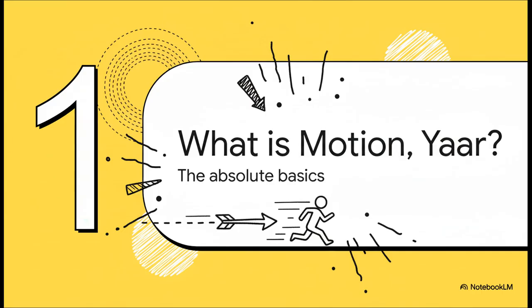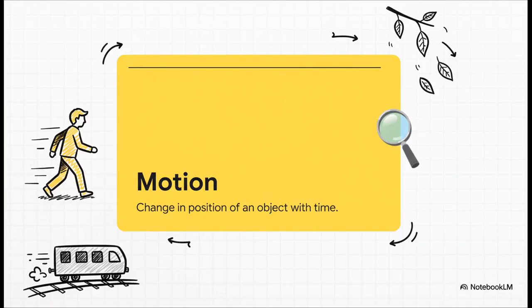Okay, so first things first. Before we can jump into all the formulas and problems about motion in a straight line, we have to be absolutely crystal clear on what motion itself even means. So let's start with the absolute basics. Motion is just when an object changes its position with time. Think about it. A train is at one station, and a few minutes later, it's at the next one. It's in motion. A leaf falling from a tree, in motion. The main idea here is that its location is changing as the clock ticks.